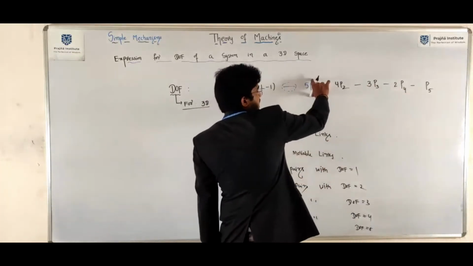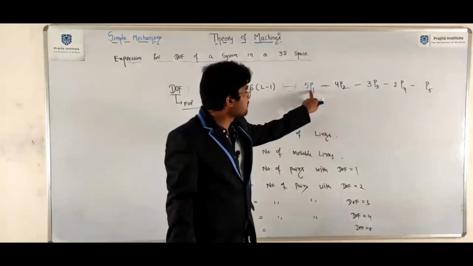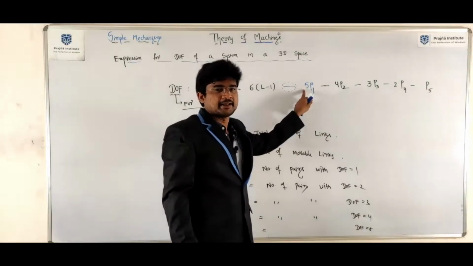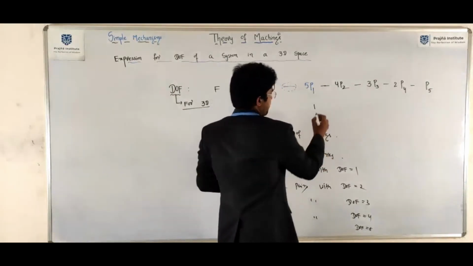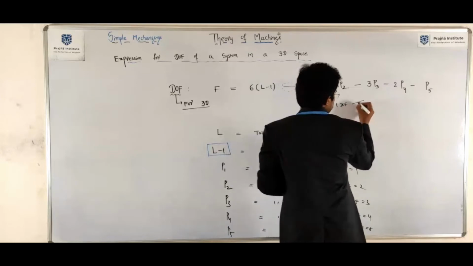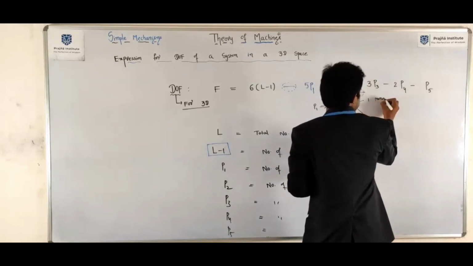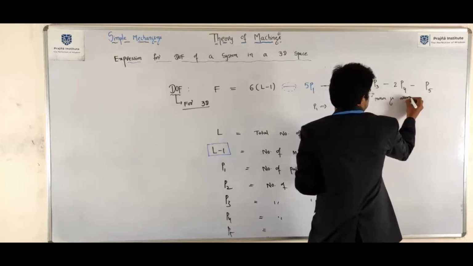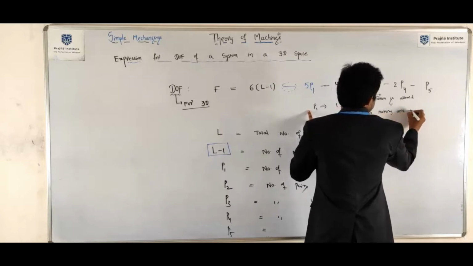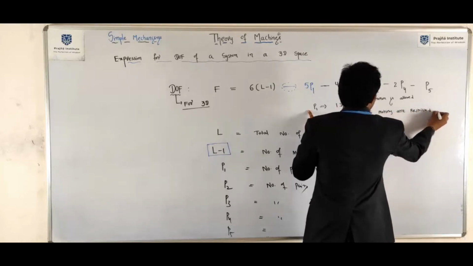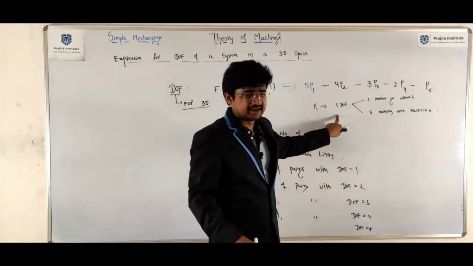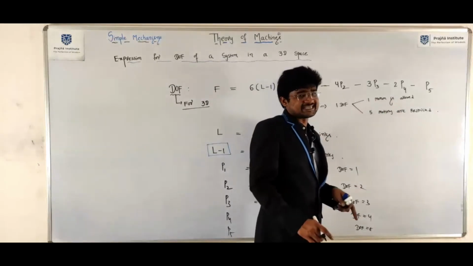So P1 number of joints are there. Every joint restricts 5 motions. So one joint is there. P1 means 1 DOF, one motion is allowed. Five motions are restricted. Now if one joint, one pair is there, one motion is allowed, 5 motions are restricted.